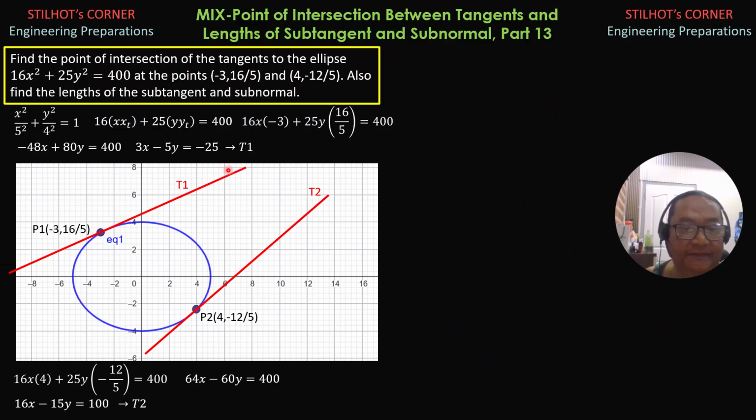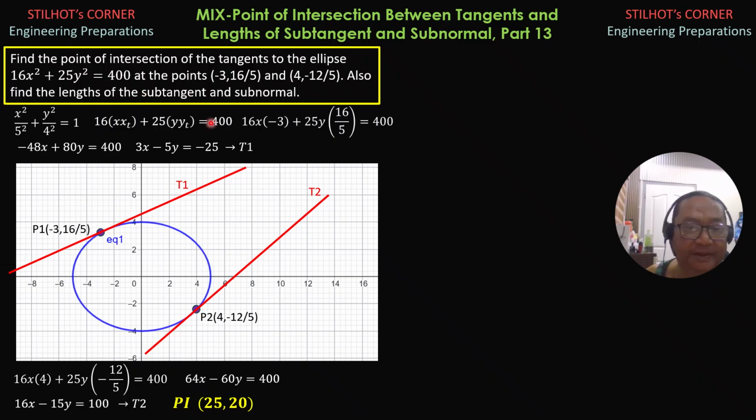To find that point of intersection, we simply solve the equations for tangent 1 and tangent 2 simultaneously using your calculator or by elimination. We get the point of intersection, which is at 25 comma 20. We then proceed by finding the lengths of subtangents and subnormals.